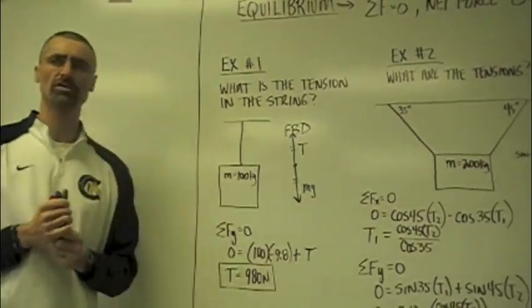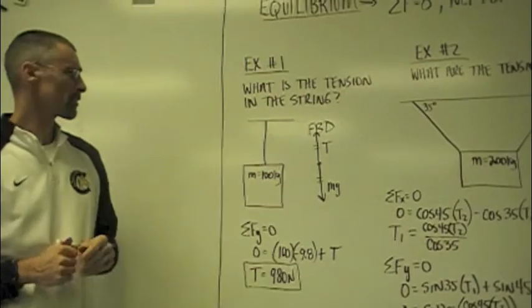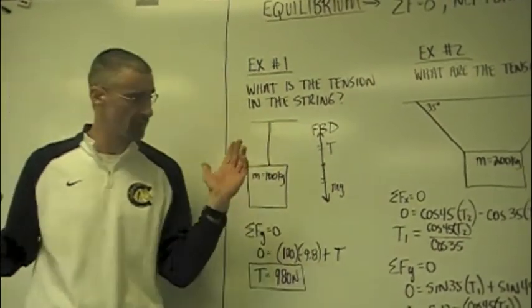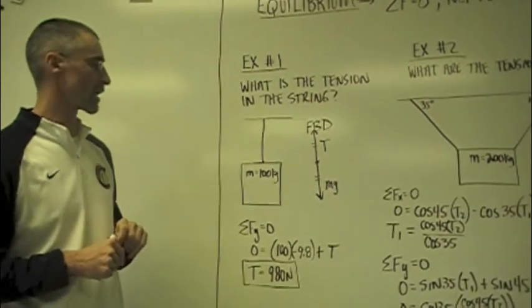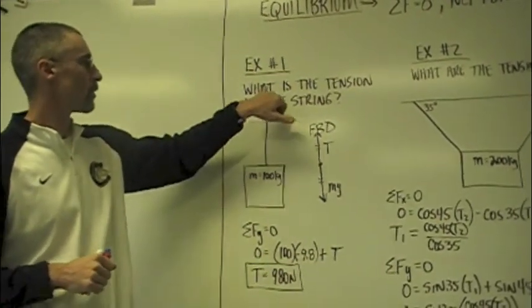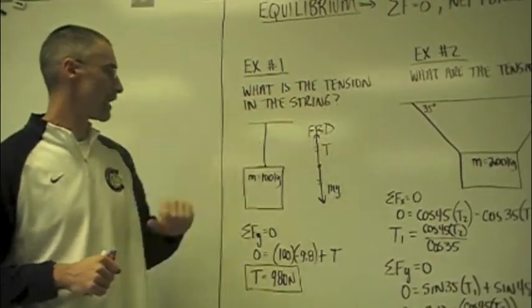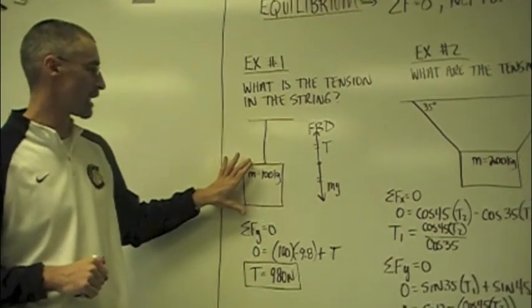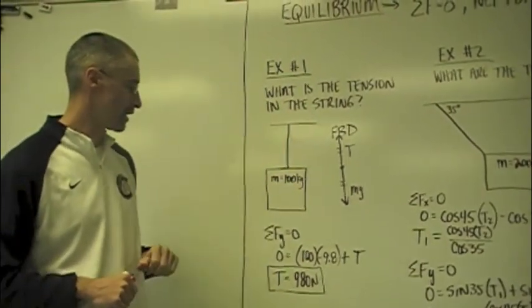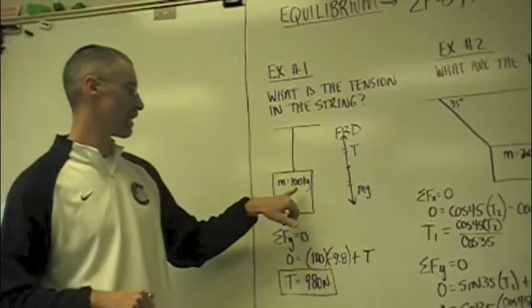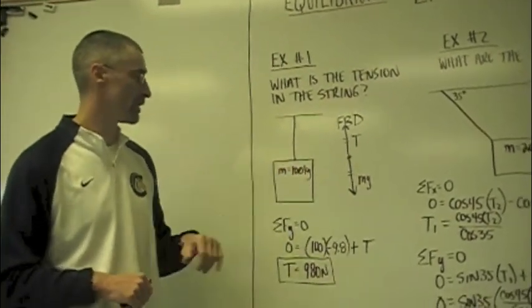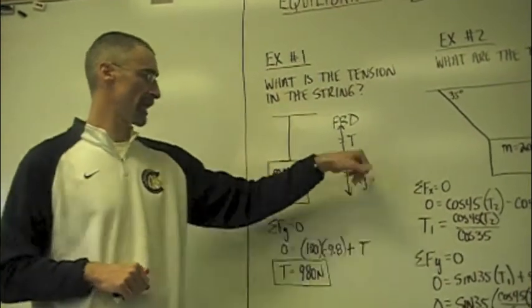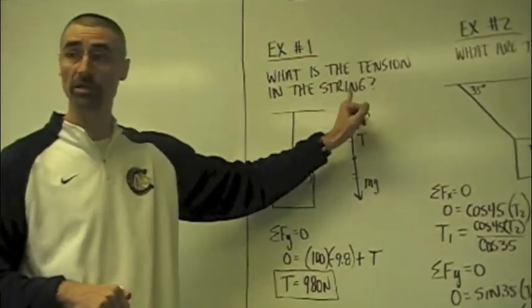Now, equilibrium, I think, is a pretty easy concept. We can use it to solve some pretty complex problems. Like in this case, we worked on this yesterday when we were talking about apparent weight and tension. What is the tension in the string? In this case, we've got a 100-kilogram block hanging off a cable. The weight of that is going to be 100 times 9.8, or mg. That's what's pulling down, and the tension is pulling up.